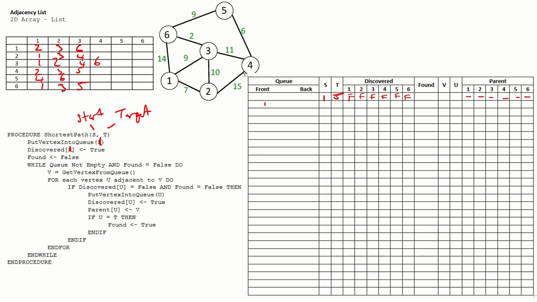So discovered[1] is set to true, because node 1, our starting point, we have definitely discovered. That's the only node we've discovered so far. And then set found to false, because we haven't yet found our target. So we've done those 3 lines of code. Now, if you've done lots of trace tables before, this will perhaps be unnecessary repetition. If you haven't, or if you're not super confident, it's quite useful to be able to tick off the lines as you've done them.